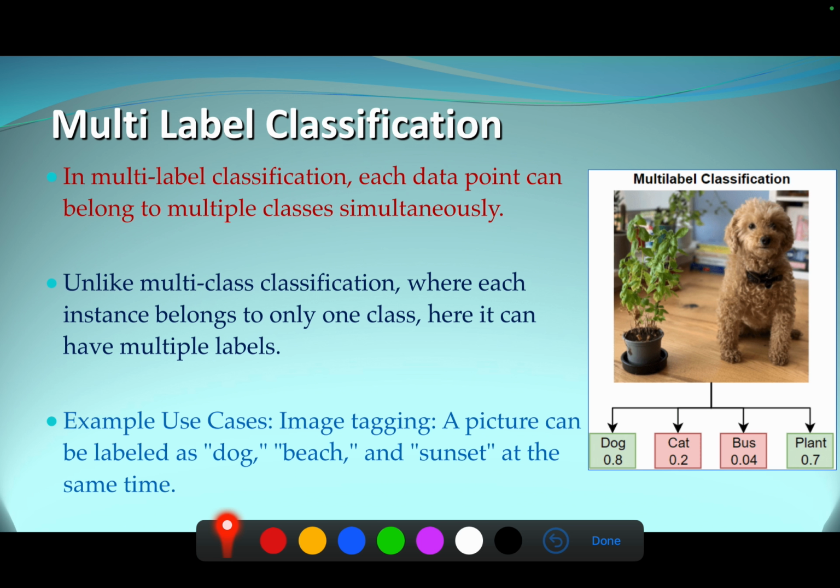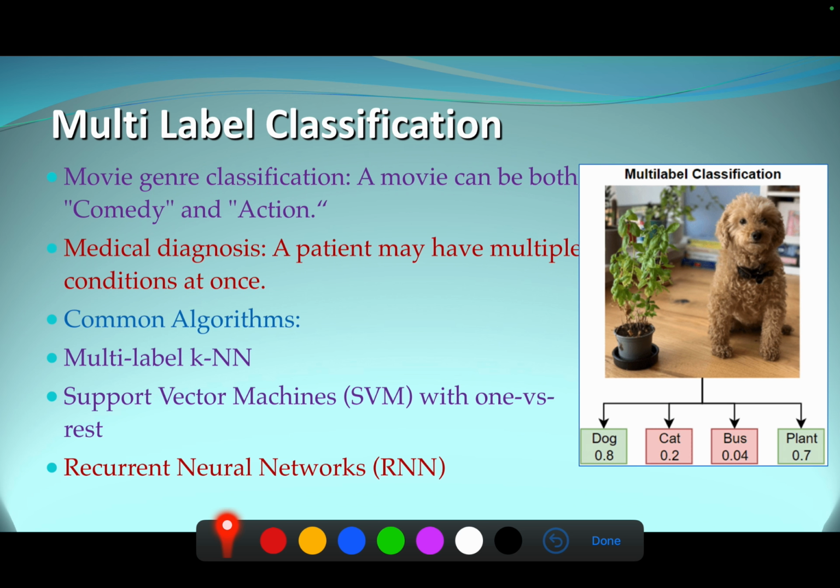Or whenever we are given a picture, we can label the picture as dog, or sometimes we can label it as beach, or sometimes as sunset, at the same time, based on the content of the image. In movie genre classification, a movie can be classified using multi-label classification, where a movie can be comedy as well as an action movie. It is possible. In medical diagnosis, sometimes a patient may be classified into multiple conditions at once.